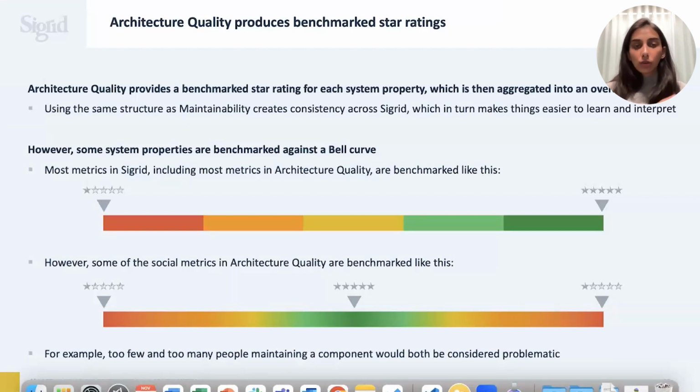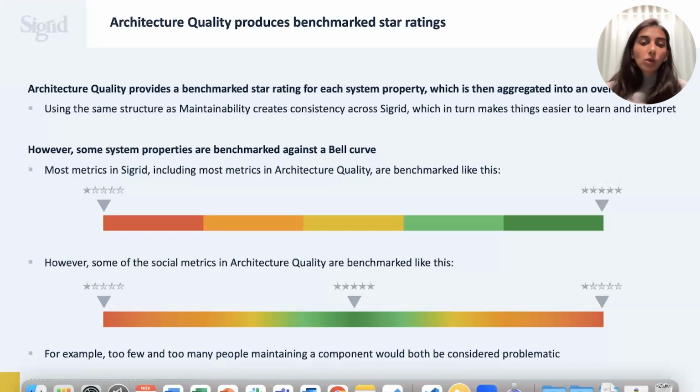Now, that's how, in general, the benchmarking works for most of the architecture quality metrics. But there are a few metrics that are not benchmarked in a similar way, and two of them are component freshness and knowledge distribution. What is happening there is that we have an expected number that we want you to meet. So for example, for a component, in terms of knowledge distribution, we would expect this number of FTEs maintaining that particular component.